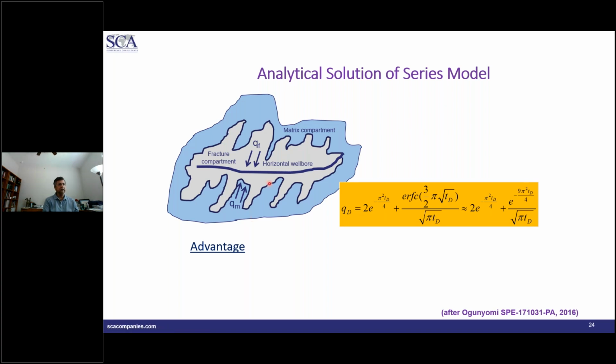We call it the series model because we are saying that in the matrix, we have flow that is feeding the stimulated reservoir volume that I was showing you earlier. So this is the matrix, the blue. It's feeding this network, and this is the flow inside the fracture system. So that's what the matrix and fracture is all about.